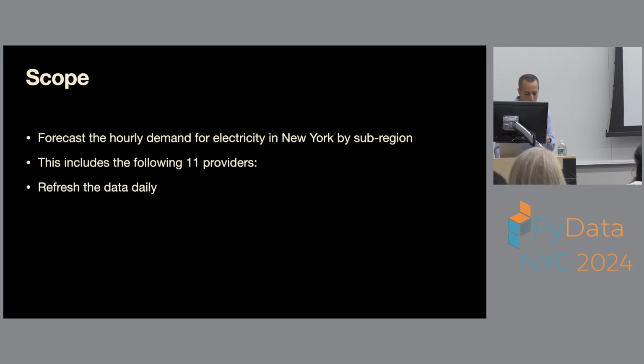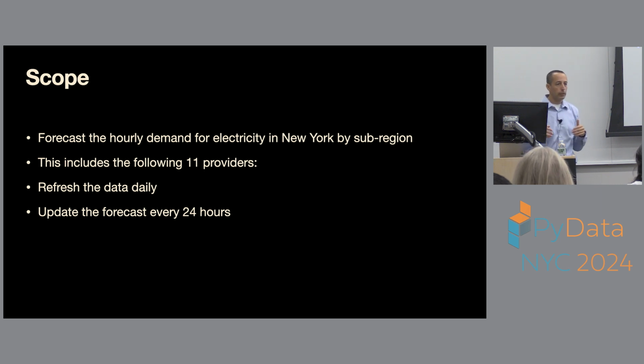We will have those 11 providers. We want the pipeline to refresh data daily, since the data is refreshed on the API every day. If it was hourly, we could also set hourly, but there's no point because it's daily. And we want to create a forecast and update the forecast every 24 hours. So that's what we want to deploy.